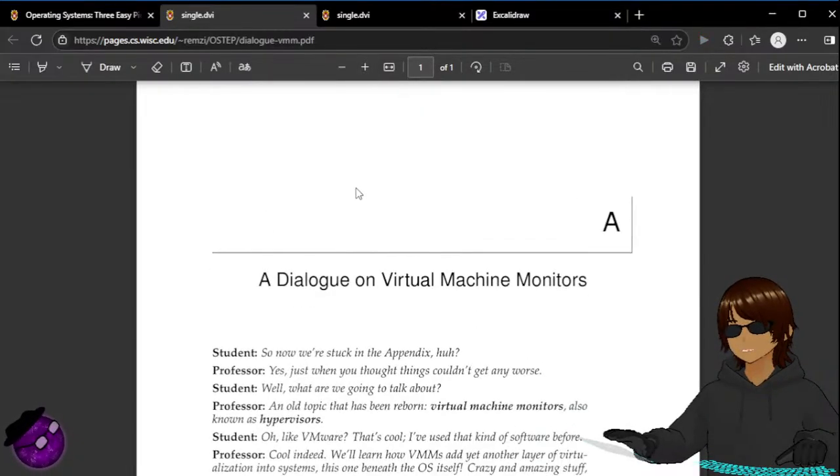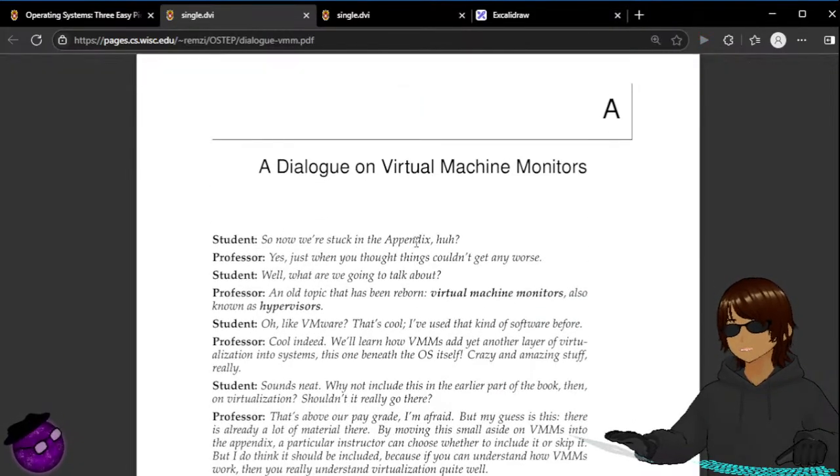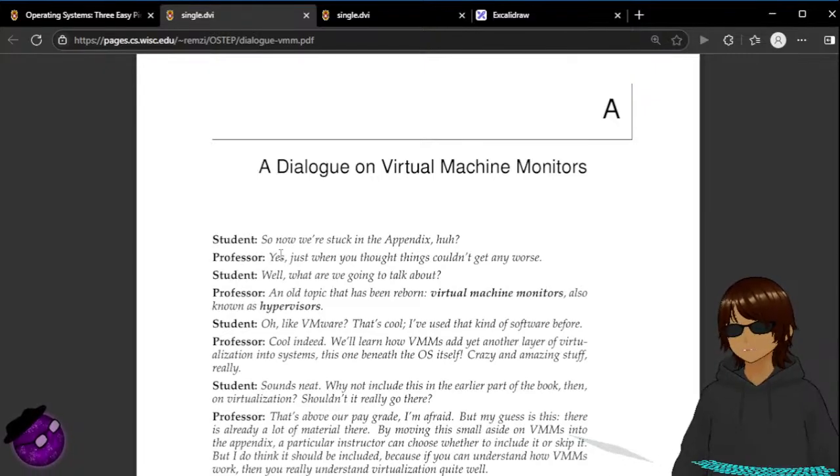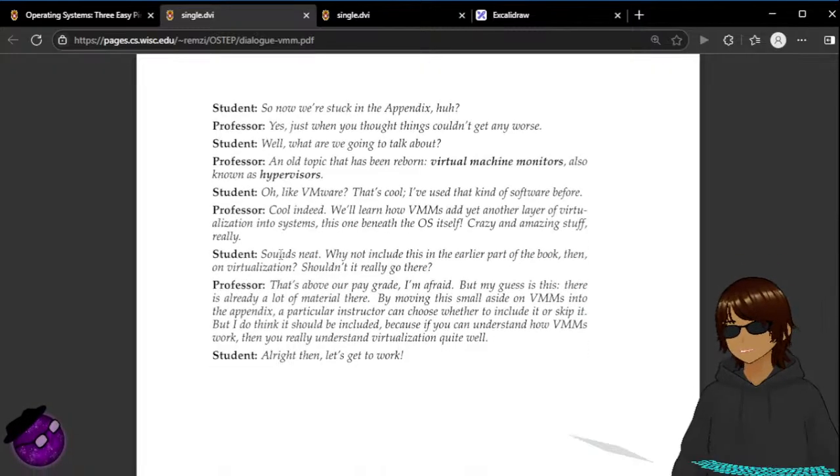Dialogue on virtual machine monitors. So now we are stuck in the appendix, huh? Yes, just when you thought things couldn't get any worse. Well, what are we going to talk about? An old topic that has been reborn: virtual machine monitors, also known as hypervisors. Or like VMware, that's cool. I've used that kind of software before. Cool indeed. We've learned how VMMs add yet another layer of virtualization into systems. This one beneath the OS itself. Crazy and amazing stuff. Really.